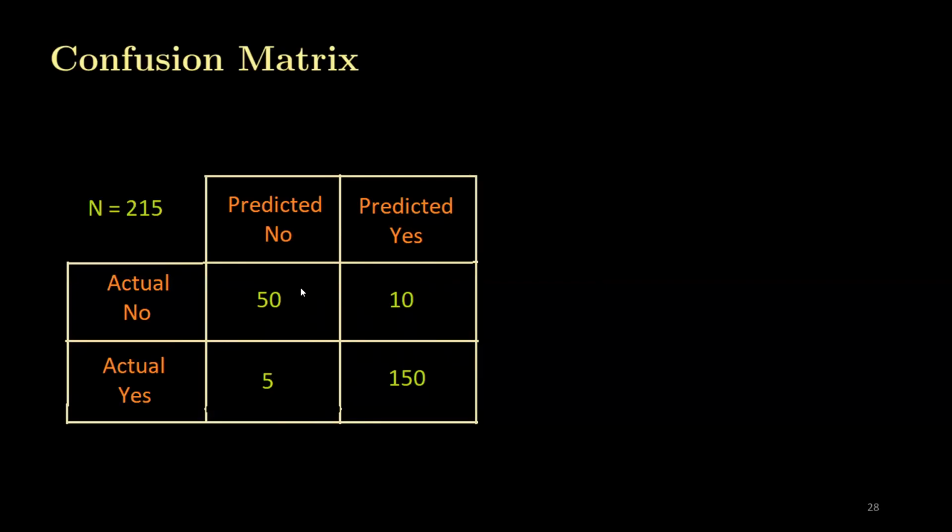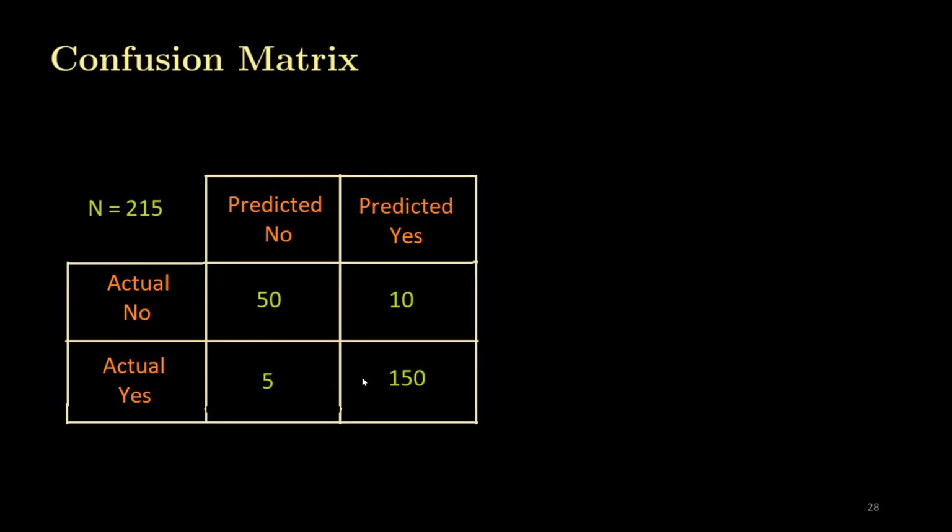So this 50, what about this 50? This 50 is at the intersection of two things, that is, actual no and predicted no. So what does it mean? It means these 50 samples are those whose actual label is no, and the model is also predicting no. So these 50 samples are correctly classified by the model: they belong to the class no, or the negative class, and the model also classifies them as negative. So these 50 are correctly classified samples.